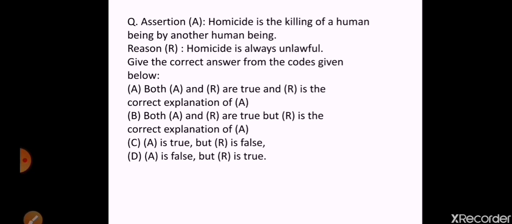So the correct answer, you must have seen relating to the previous question, and from that you will understand what the answer should be. But I will tell you the correct answer. The option is C, that is A is true and R is false. So homicide is always unlawful. No, it is not correct, because homicide is like killing of one human being by another, and homicide is not always criminal. For example, if I say that a lawful execution pursuant to the death penalty is a homicide, but it is not unlawful.